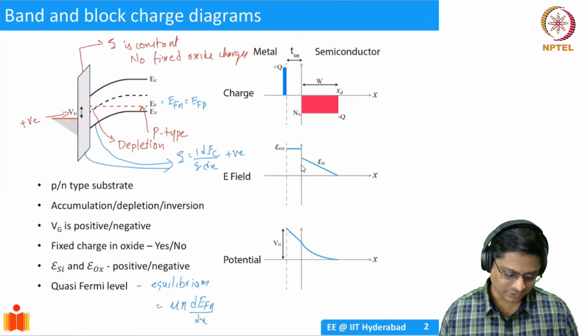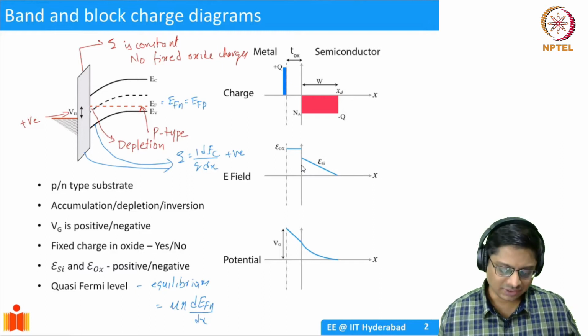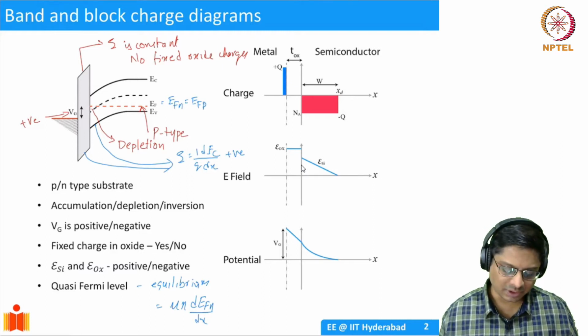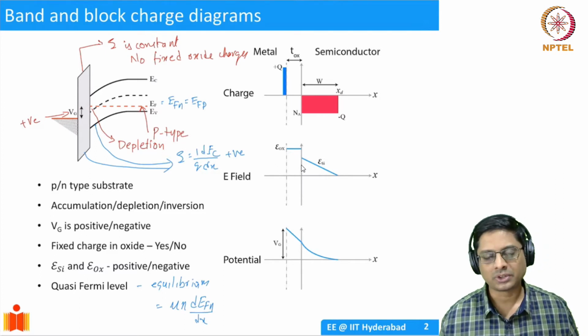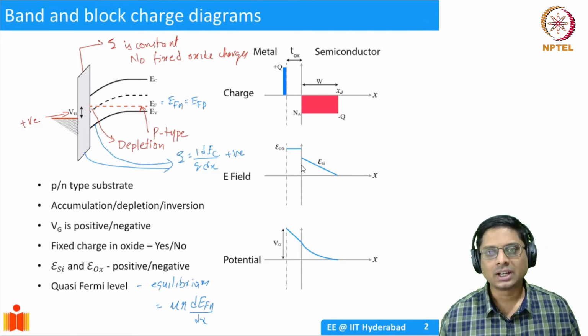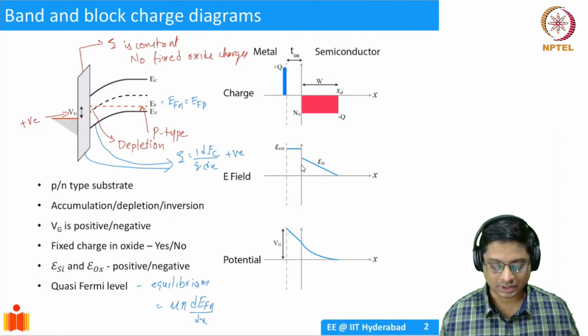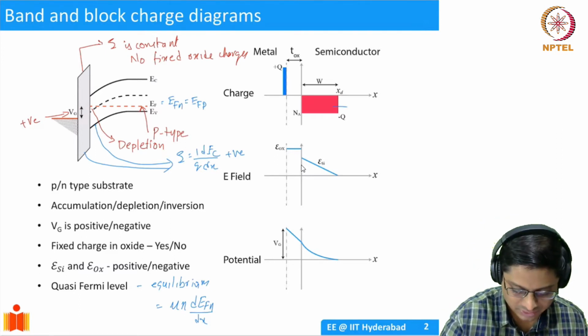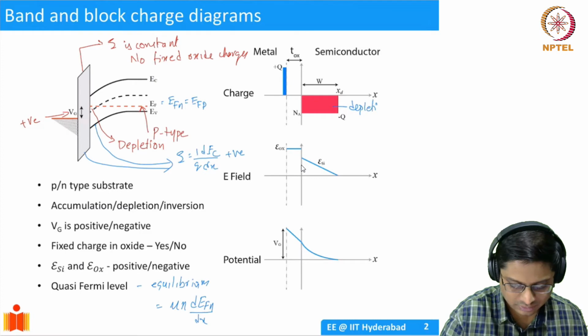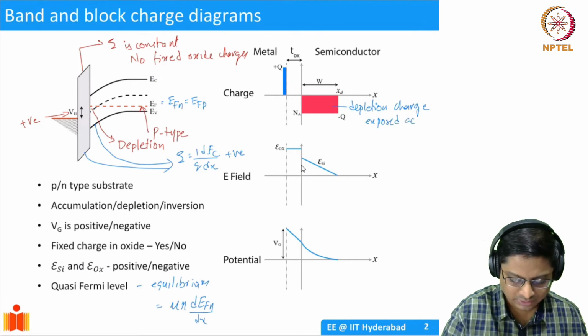Okay. And these block charge diagrams, we have seen them in the last class. For the depletion case, you have to apply a positive voltage. This is a P-type substrate. So when you apply a positive voltage, you push away the holes and expose the acceptor ions. So this is the depletion charge, consisting of exposed acceptors.